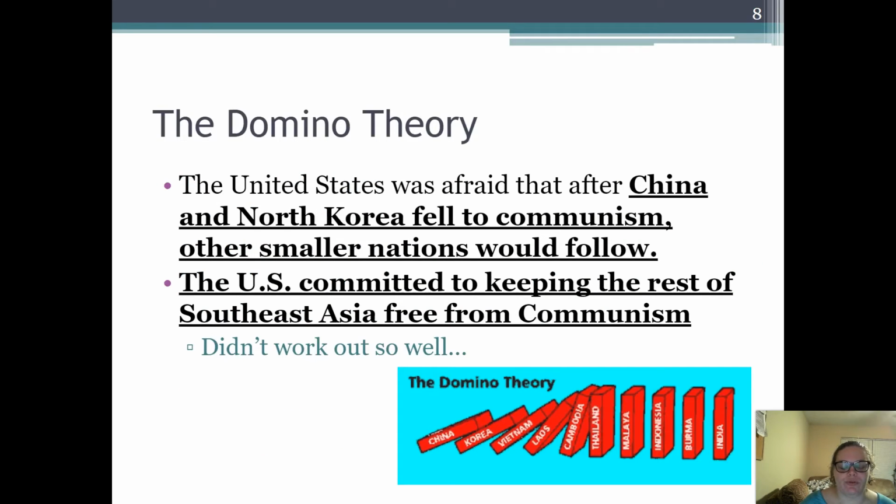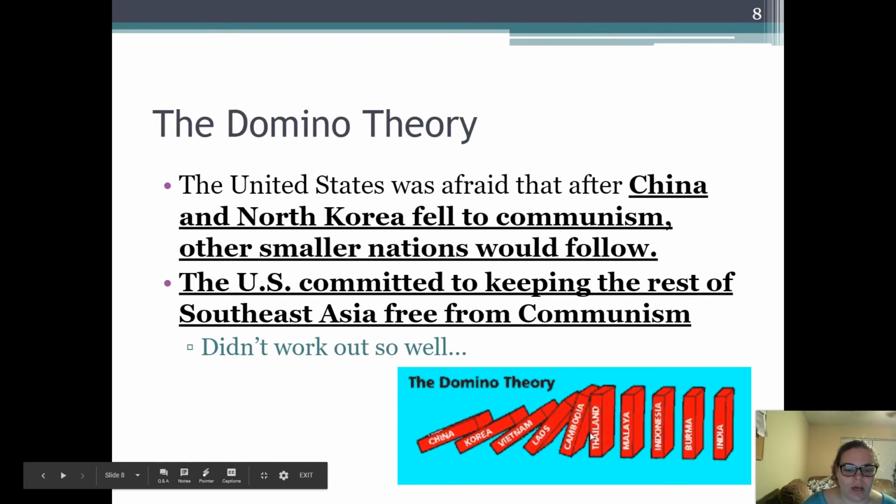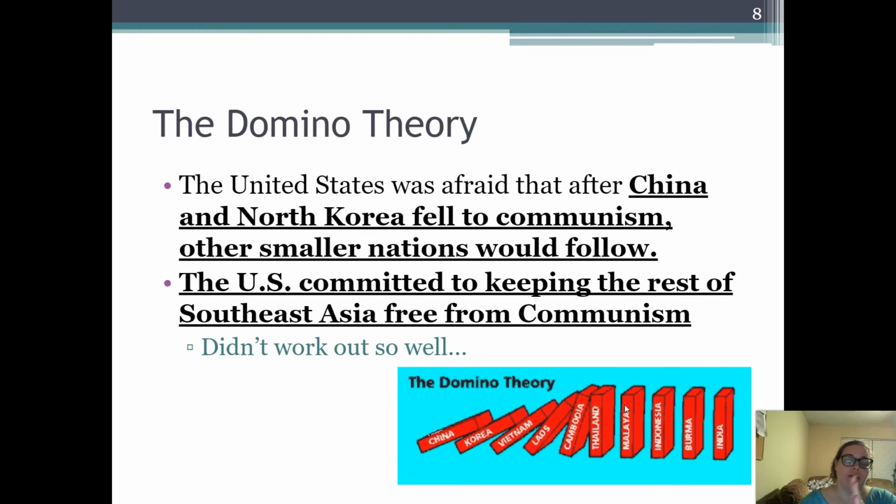And this is whenever you start to see something called the domino theory. The United States was afraid that because China and North Korea fell to communism, other small nations would follow. It was this theory that the countries in Southeast Asia are going to fall like dominoes. Once you push one over, it's going to knock all the next ones down the line. So the only way to stop that would be to find a way to hold up one of these dominoes to keep it from falling.